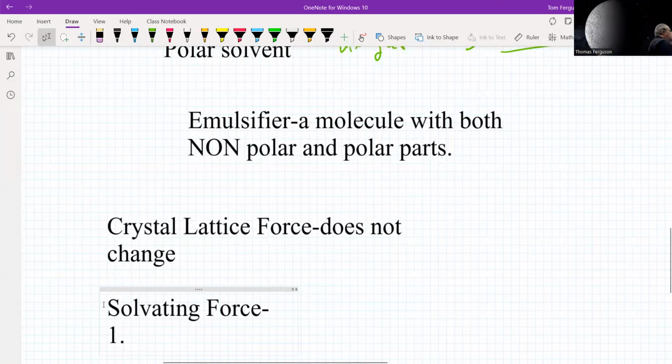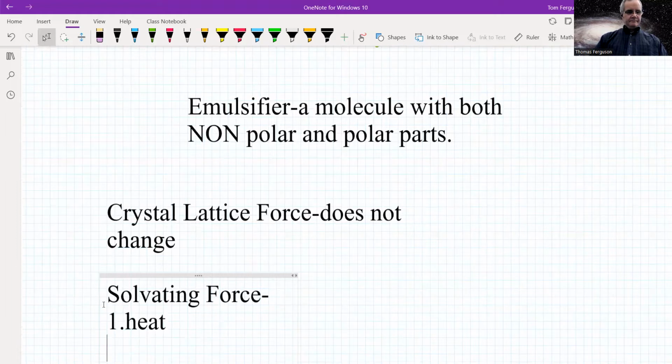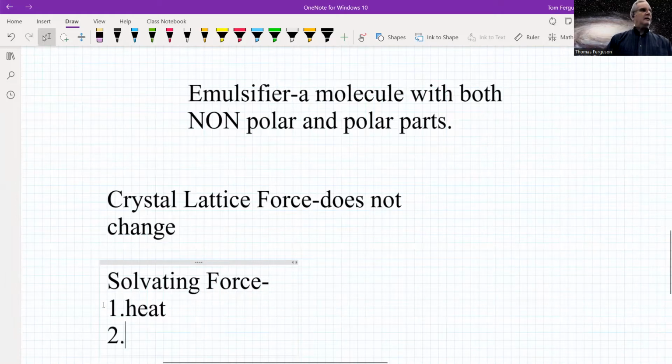Okay, let's go back to our oil and water. Get a greasy pan in the sink. What's the best way to get rid of the grease? With cold water or hot water? Hot water. So one of the factors in the solvating force is heat. What else?